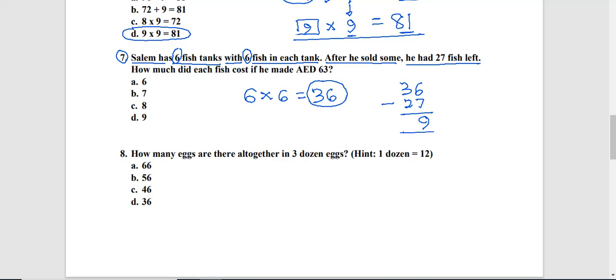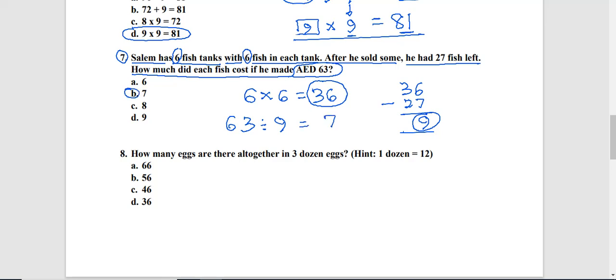So the question says, how much did each fish cost if he made, in selling, a total of 63 AD from selling 9 fishes. So for us to know the cost of just one, you have to divide 63 by 9, and that is 7.